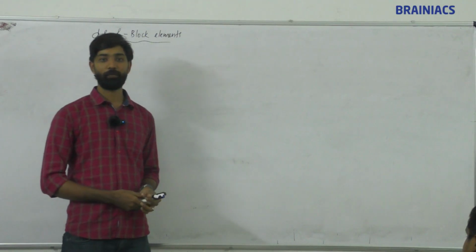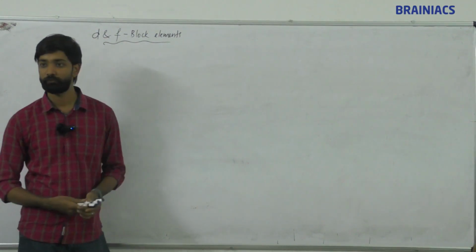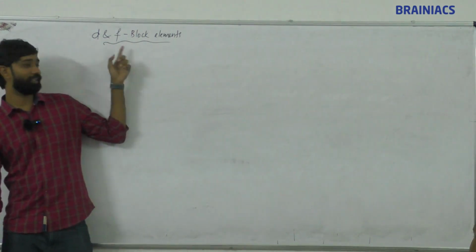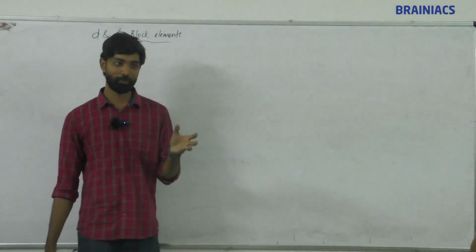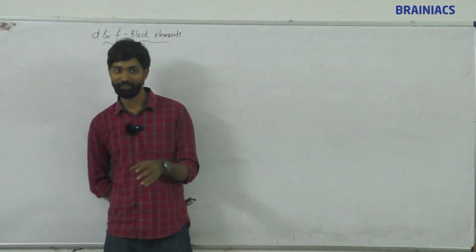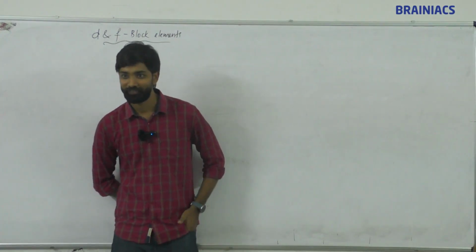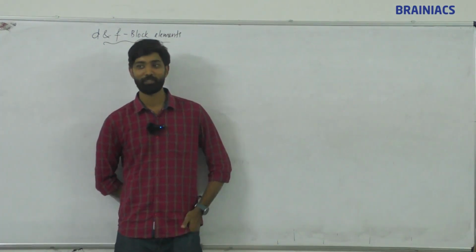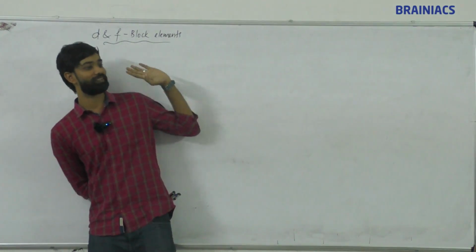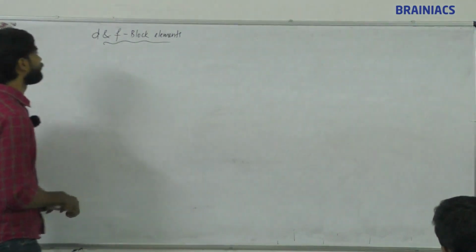So moving to D and F block elements. Actually, the D and F come from the names of subshells, so usually they are written in small letters. I know how to write the capital letters, but it is actually in a small letter. That's the logic.